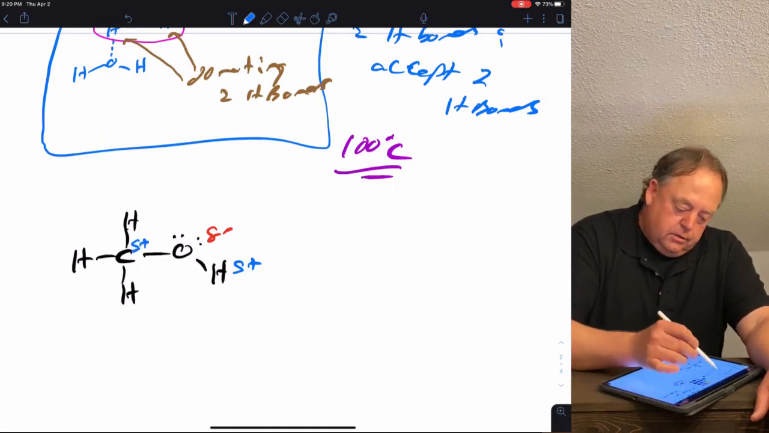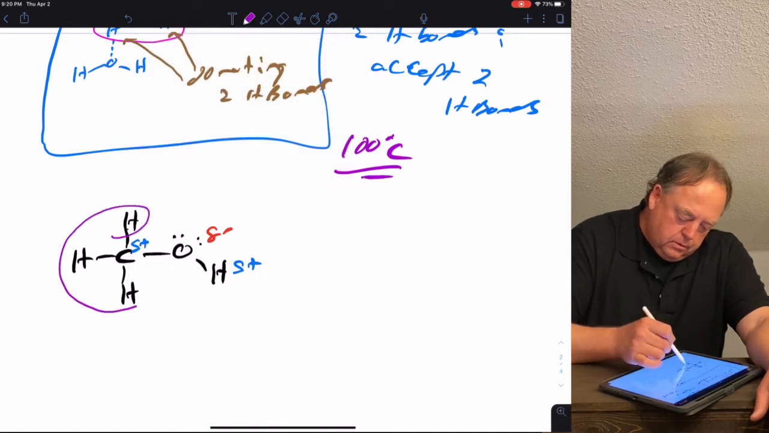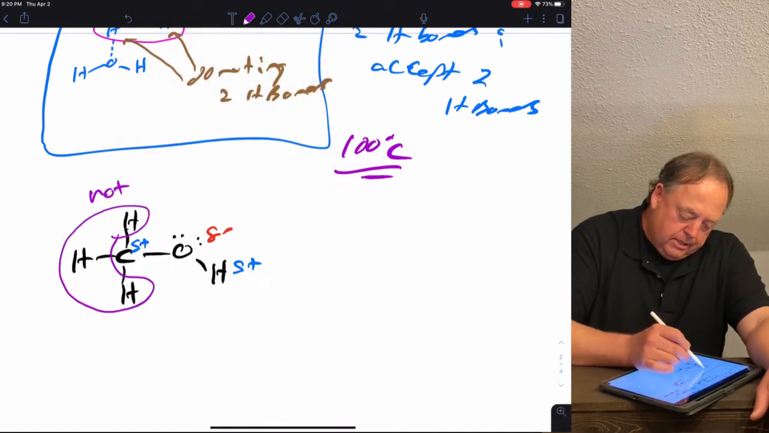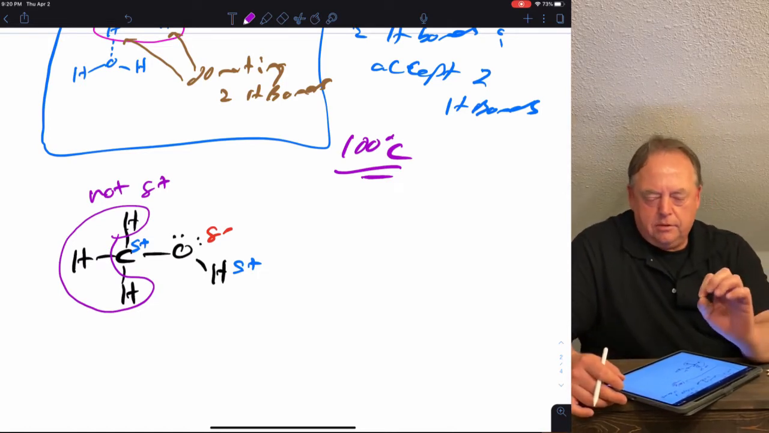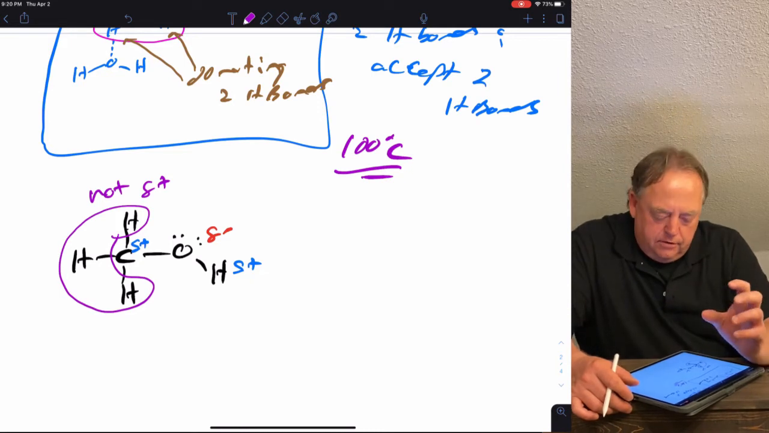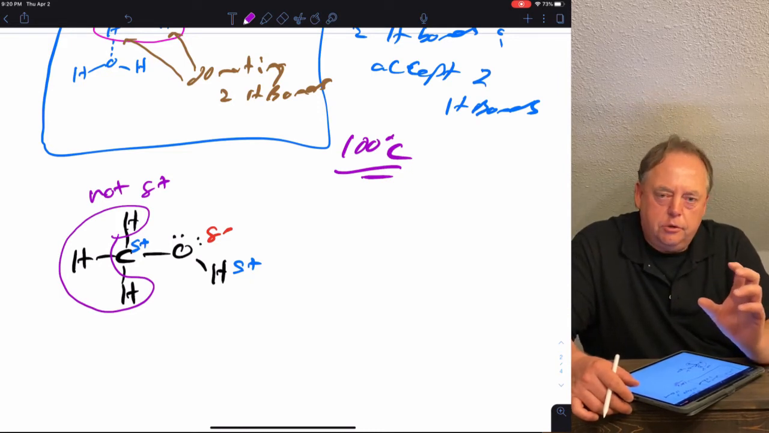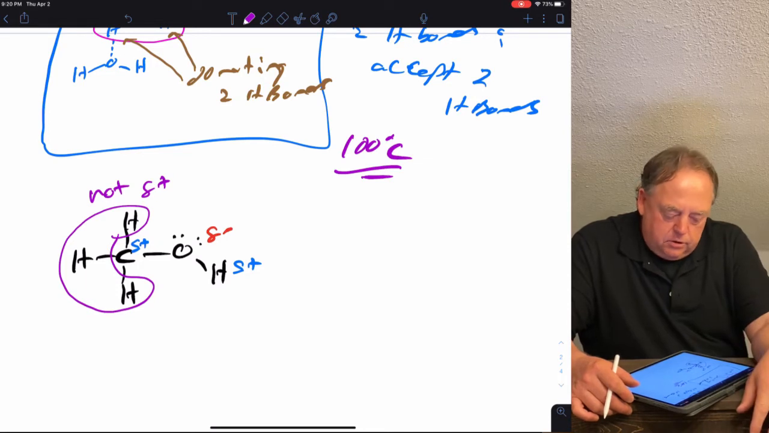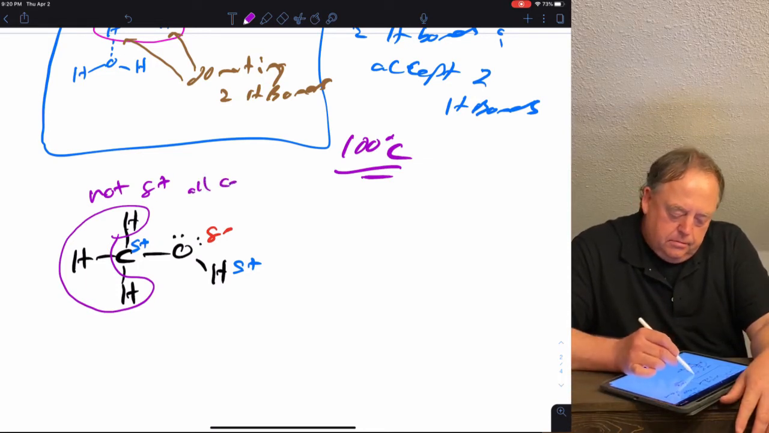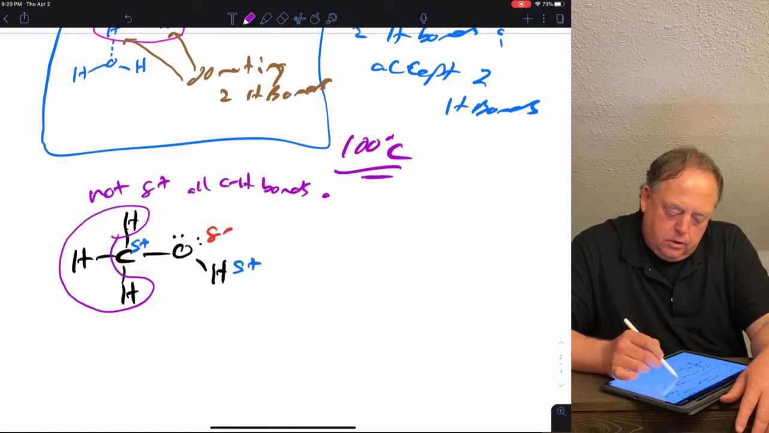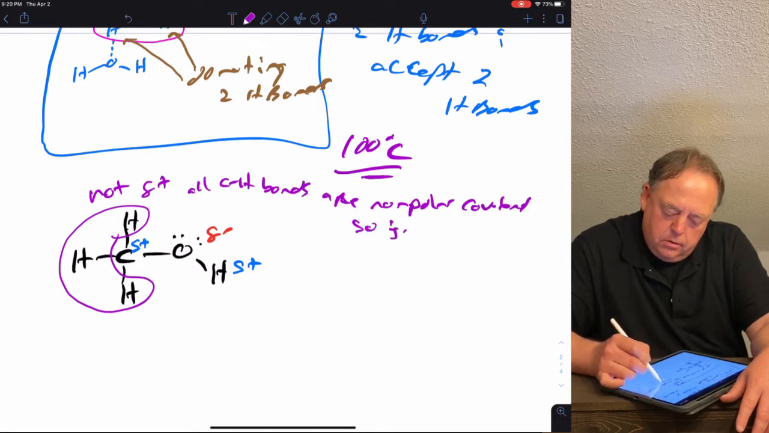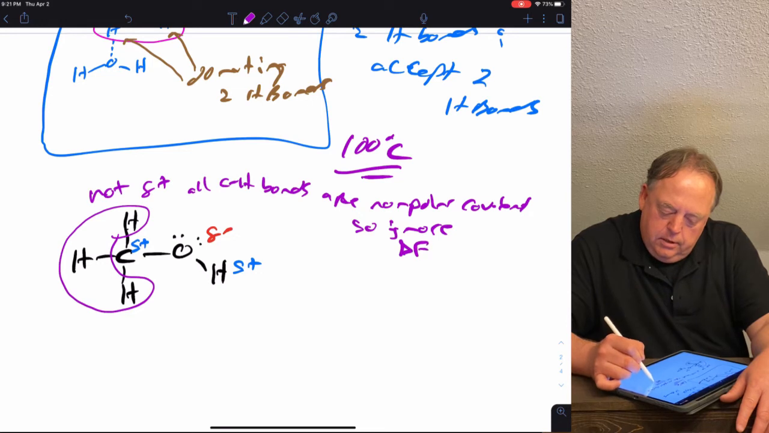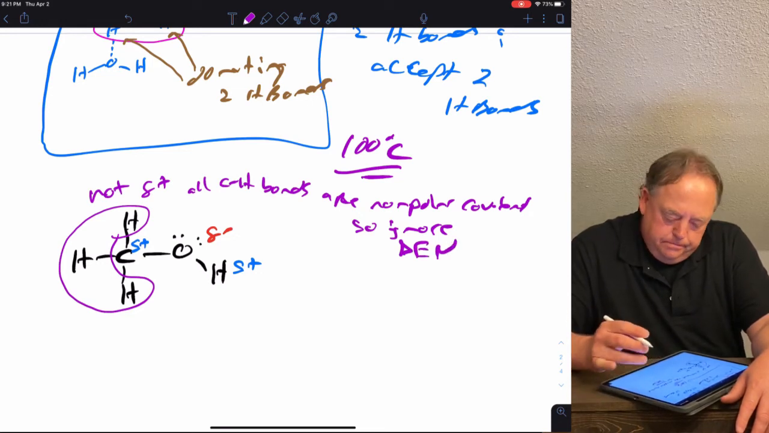Right, that one right there. And oxygen's partial negative. And of course, carbon is also partial positive. And the other hydrogens, these hydrogens, are not partial positive. Technically they are slightly partial positive because carbon's a little more electronegative than hydrogen, but the difference in electronegativity between carbon and hydrogen is so small that we just ignore it, because all of the CH bonds are non-polar covalent, so we ignore the electronegativity difference between them.